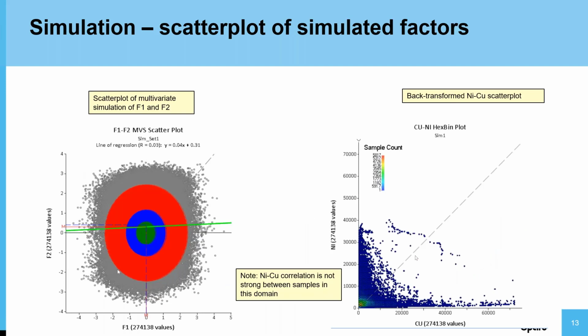Here is a scatter plot of the simulated data. Again, we can see that to a certain extent, and it's distorted a little bit by the scale here, it's essentially uncorrelated. And then what we can do is back transform the data, and we have a set of simulated values that more or less preserve the correlation between the original input data.